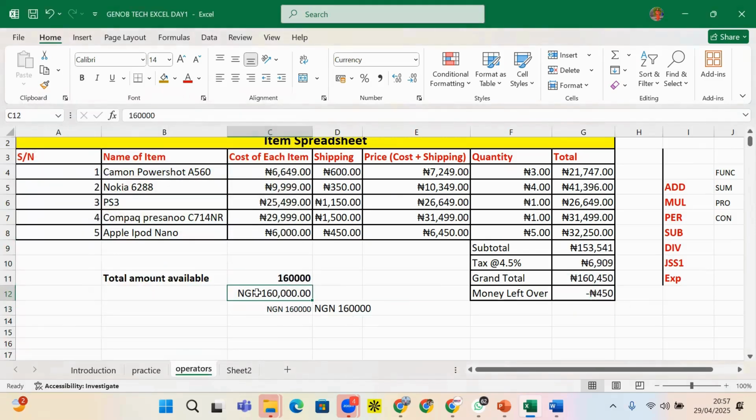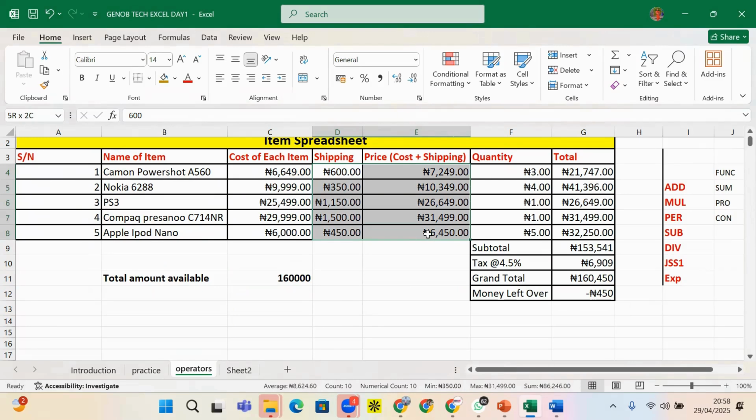So that's that. Quickly, we look at some functions. Like I said, aggregators. If I highlight this together, you see we have a quick analysis here. Can you see my status bar? This place is called the status bar, where it is showing ready, accessibility, investigate, right? You see average. Okay, let me come here. I highlight only this column, right?